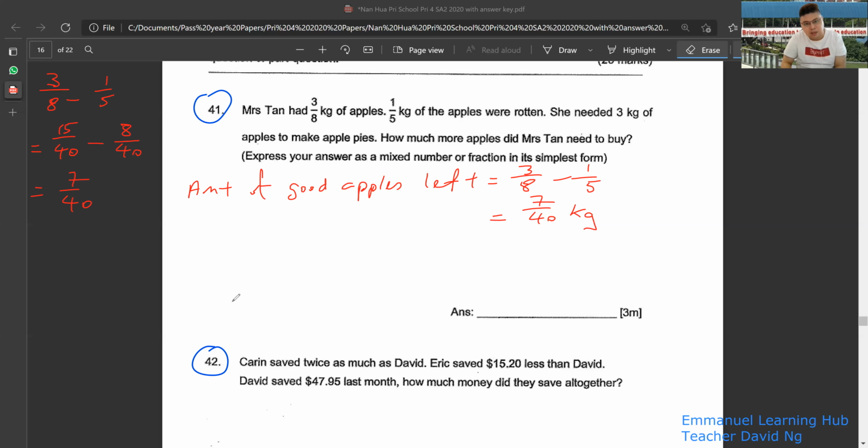She doesn't know? Huh? She doesn't know, but you know what? She had 7/40 kilogram now. But she needed 3 kg. So how much more you need to buy? 3 kg minus 7/40. Yes. And what's the answer?